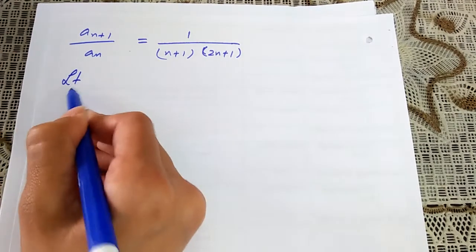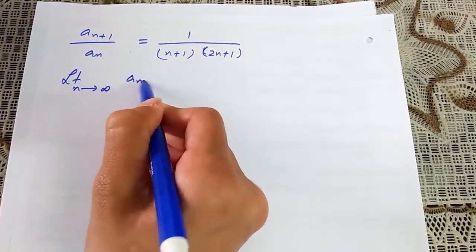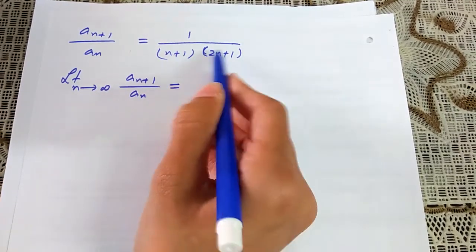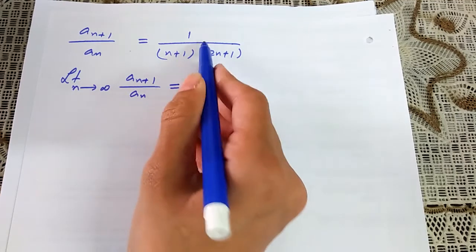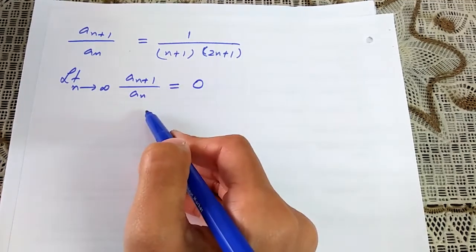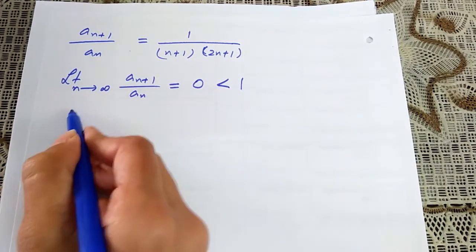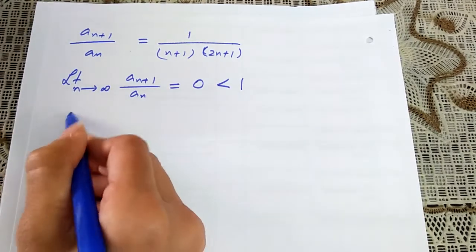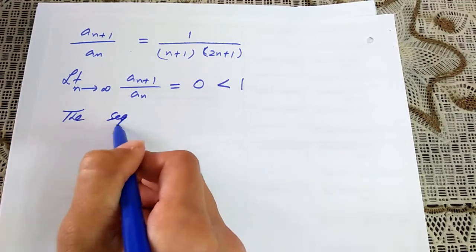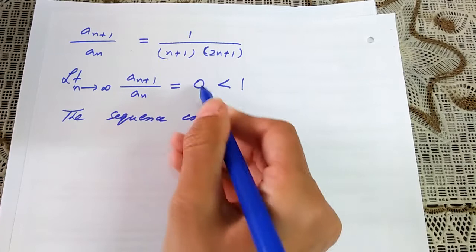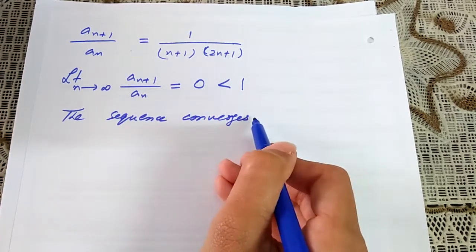Now apply the limit n approaches to infinity of an plus 1 over an. That will be equal to, you see here we have infinity in the denominator. So 1 over infinity will give you 0. And you know that 0 is less than 1. So it means the series converges, this one. The sequence converges and the answer of this limit is 0 here.